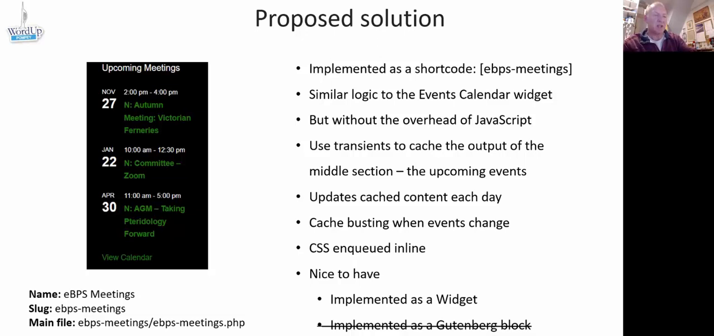So it's nice to have it implemented as a widget, but since it won't have any parameters, not really necessary. We can just use the shortcode, and it's not nice to have it as a Gutenberg block because Andrew doesn't yet want to use Gutenberg blocks for widgets, and nor do EBPS people.